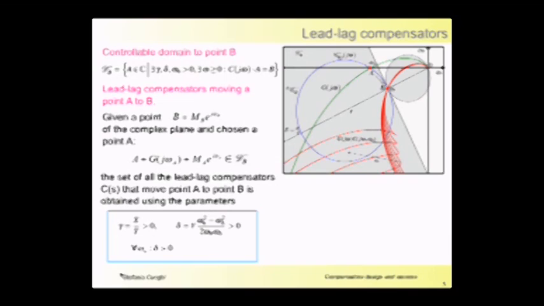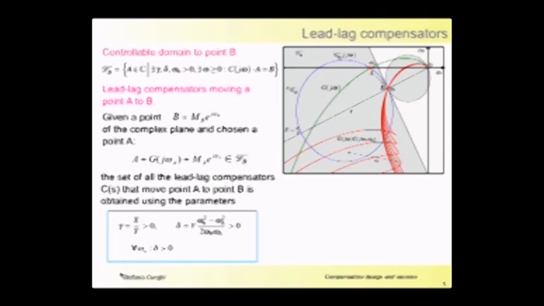So, given a point B of the complex plane and chosen a point A belonging to the controllable domain to the point B, the set of all the lead lag compensators that move the point A to point B can be obtained using the parameters shown in the slide. As we can see in the picture, variation of the freedom degree omega n modifies the shape of the red loop transfer functions, but all of them pass through point B.